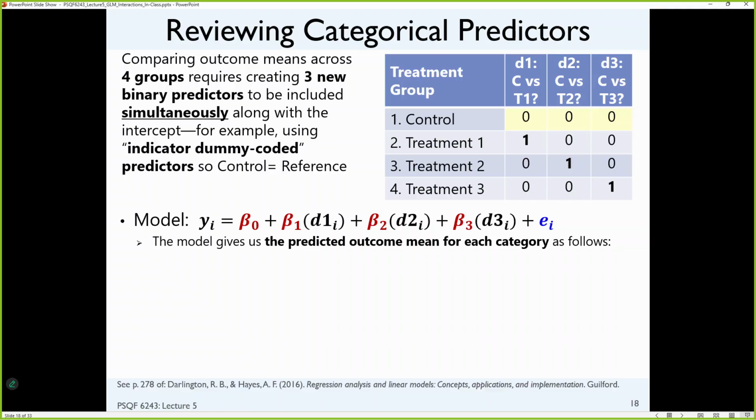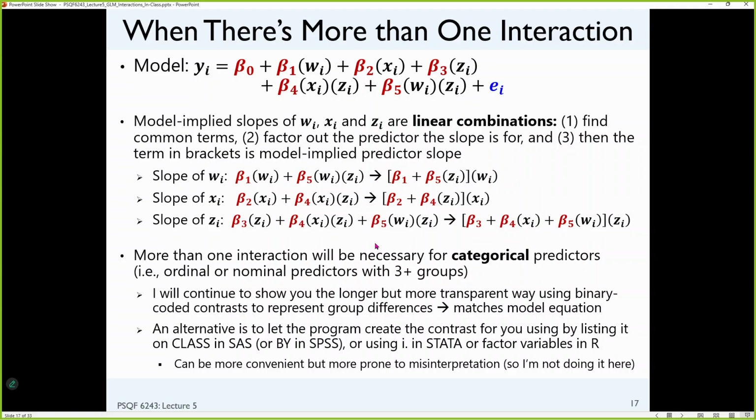Why is that the case, for beta 4 and beta 5? Because X moderates Z and W moderates Z to the same extent for everybody. So these interaction terms would be considered marginal because they're not conditional on anything else in the model that they are embedded within.